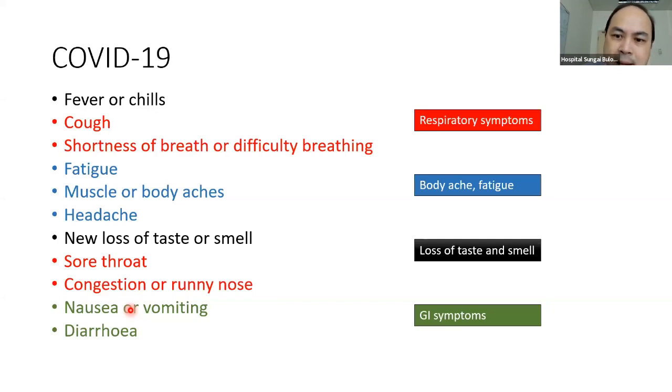So apparently in elderly patients, fever, lethargy, and diarrhea become much more prominent. So they may not actually have respiratory symptoms, whereas younger patients are more likely to have respiratory symptoms.